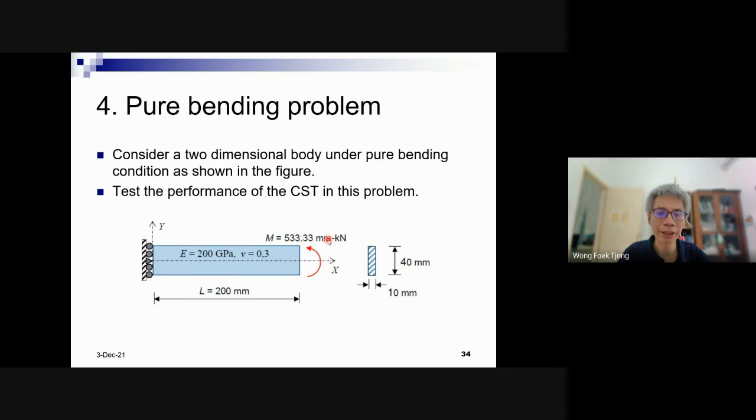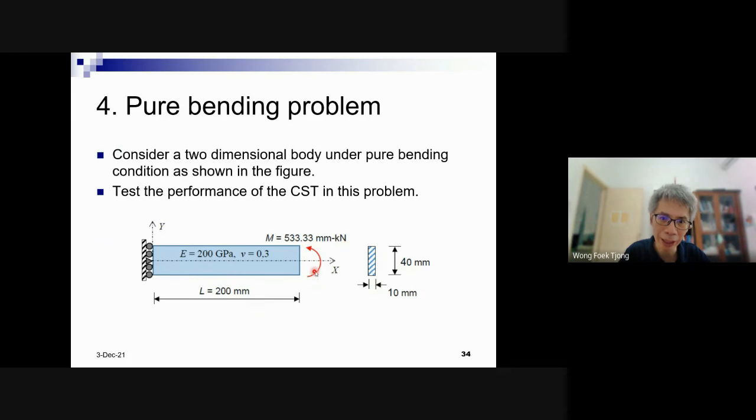Okay, now let's test our CST element for the pure bending problem. Let's say we have a beam like this. The length is 200 millimeter. The thickness is 10 millimeter. The height is 40 millimeter. Again, made from steel. Subjected to a bending moment like this.